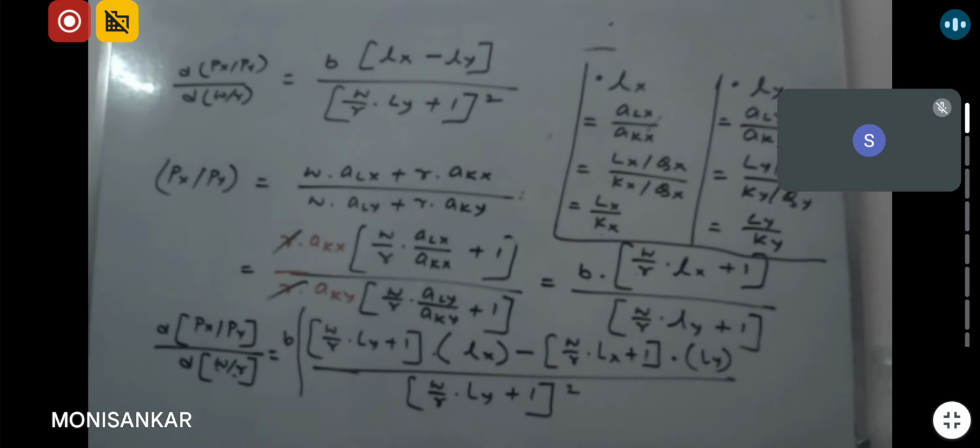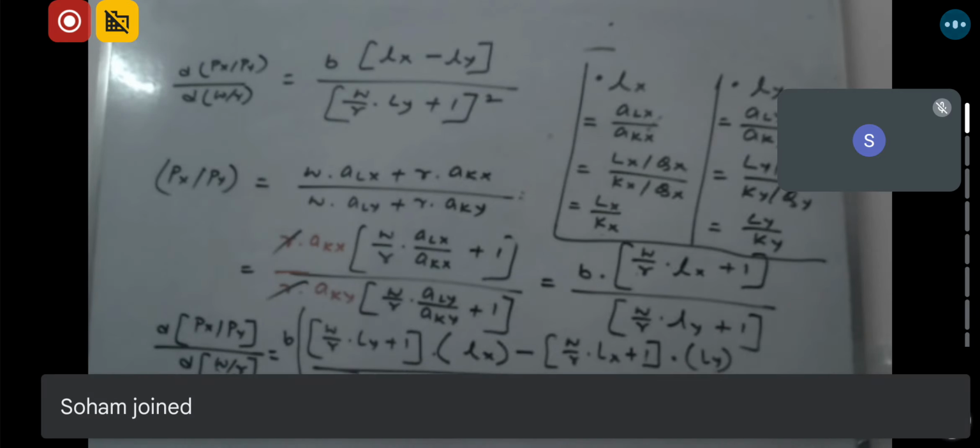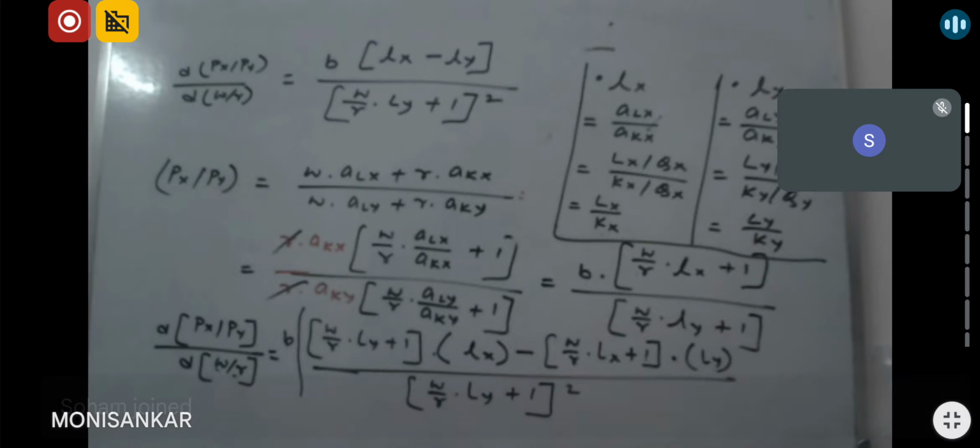Now next part, just explanation, logical explanation. First derive up to this and see up to this. Is there any confusion?